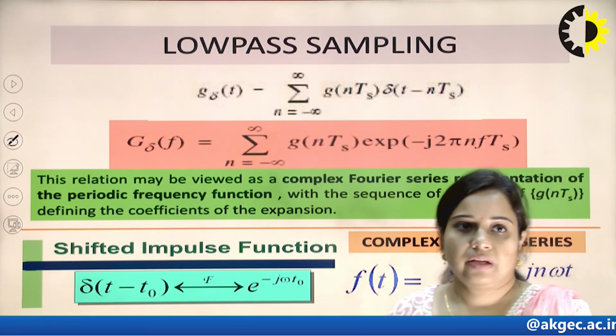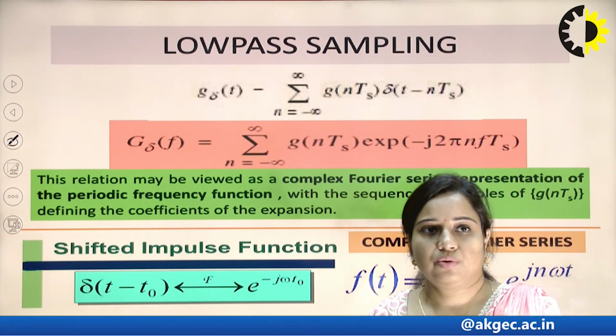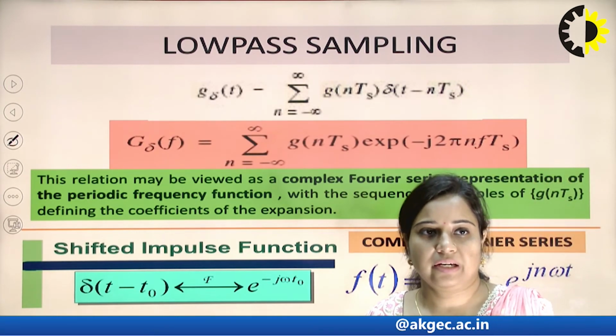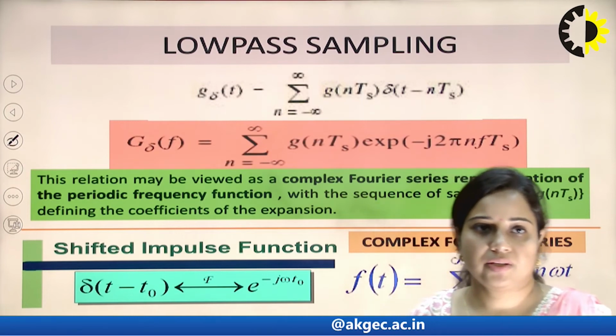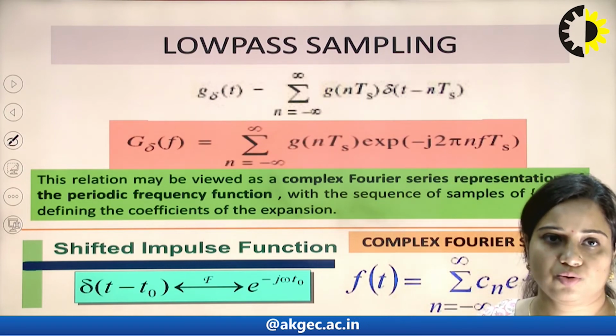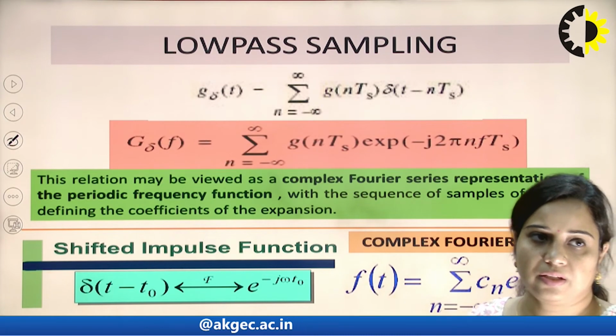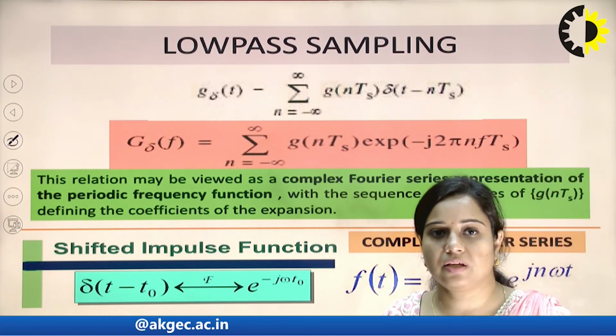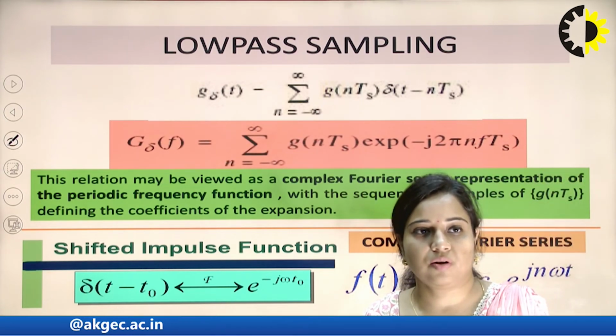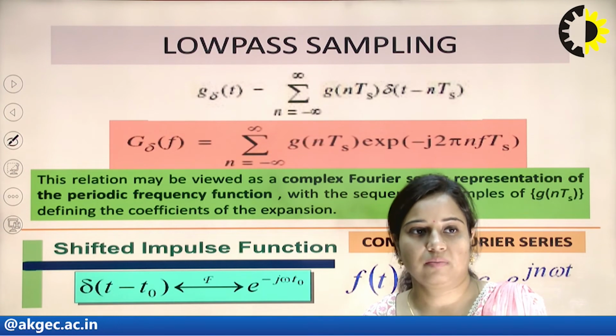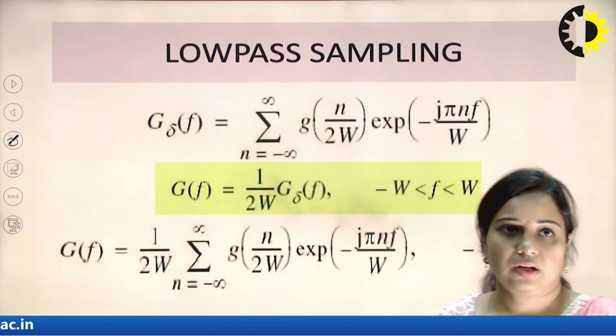Now this is the equation related to the sampling: G delta(f) equals the summation, n from -infinity to infinity, of g(nTs) e to the power -j2πfnTs. That is related to the frequency series representation of the periodic signal, since it is periodic in nature.